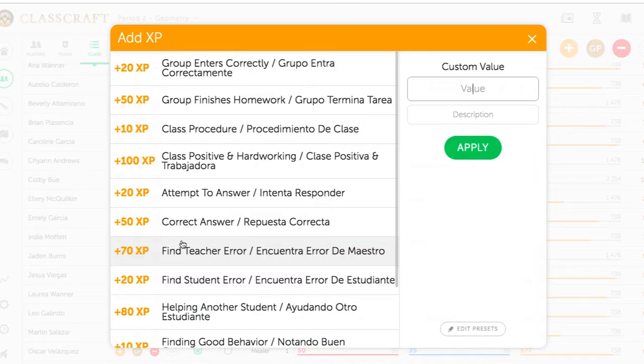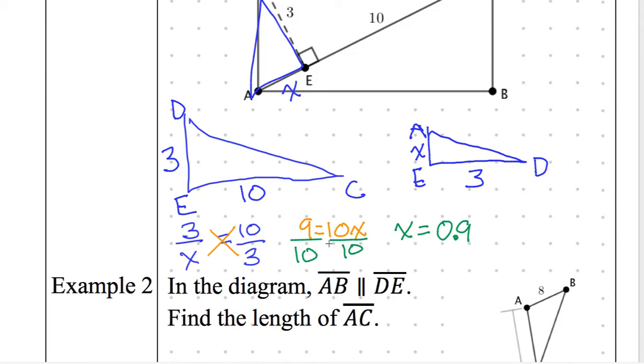Are all the problems going to be like this? No. Because this is kind of weird. This seems easy. Yeah, I don't like.